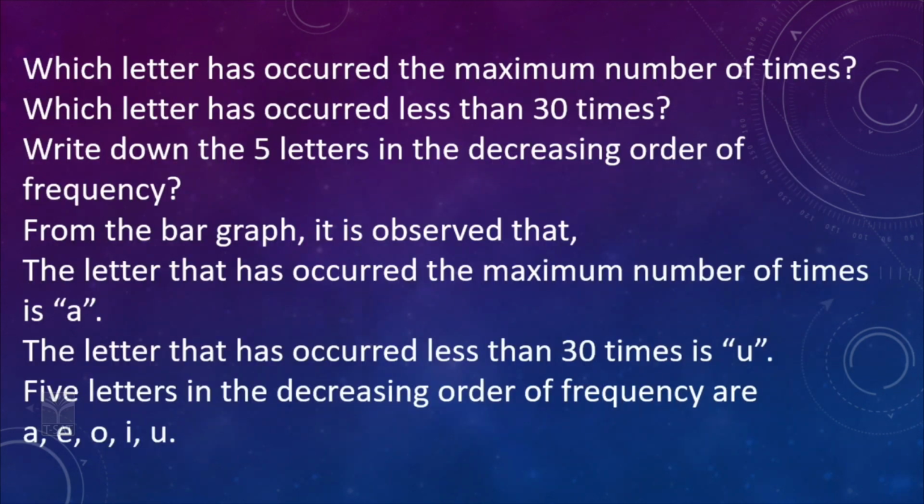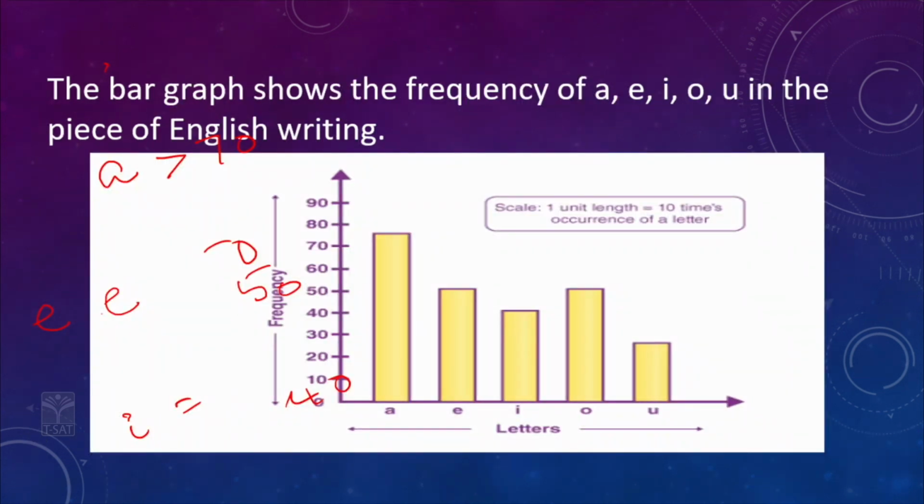Now come to the next one. Which letter has occurred less than 30 times? Now see it, less than 30 times. It's very clear: A, E, I, O. Among them, which is the smaller one? U is the smaller one. So U comes less than 30 times.